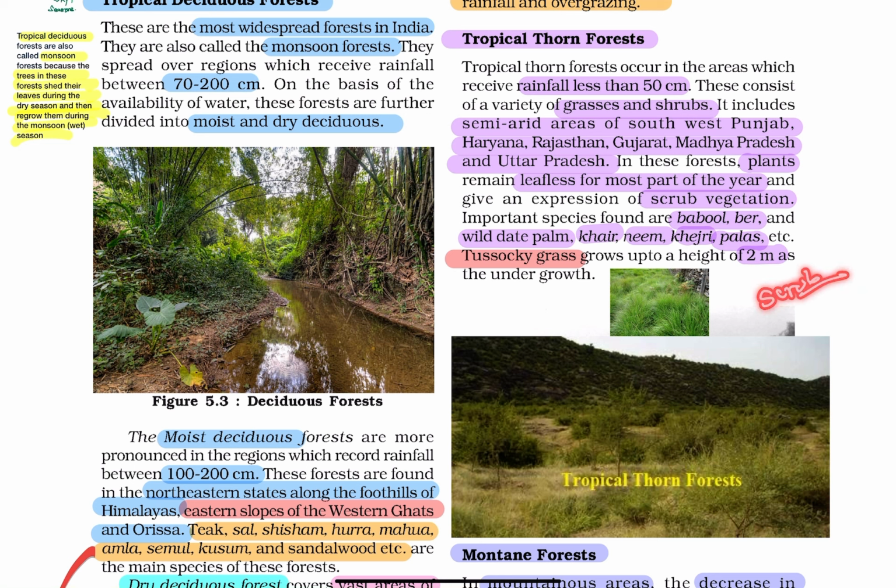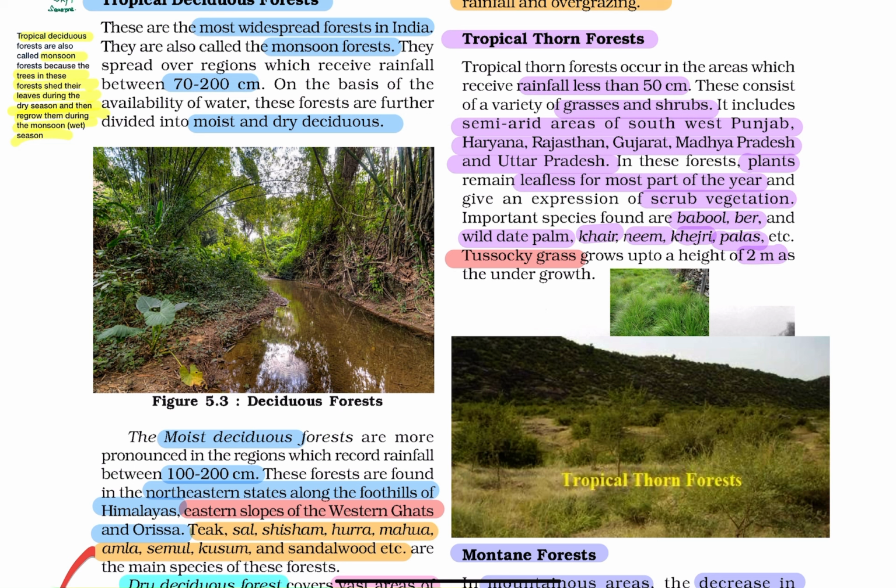Scrub vegetation is something, as you can see here, where you will see thorns. Like how you scrub to remove dead cells, for the exfoliation of skin, right? Because there are some very scrubby particles which scrub the skin. Similarly, these are the scrubs, these are the bushes, these are the thorns. Now what are the types of species which are found here?